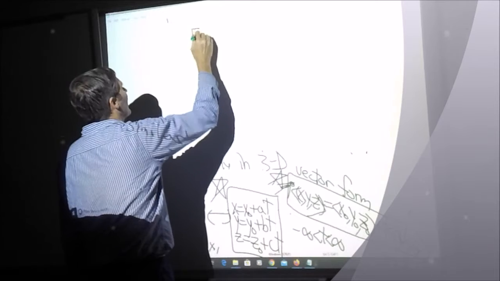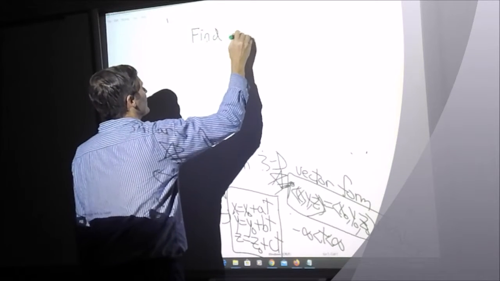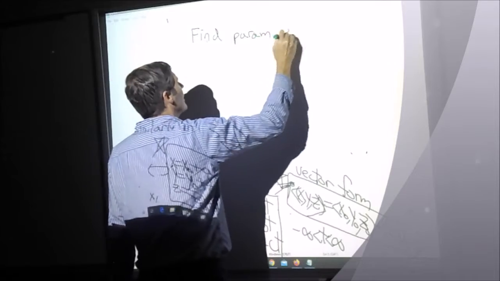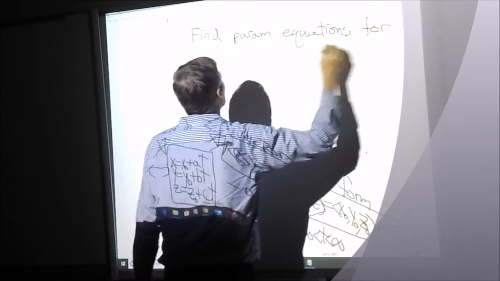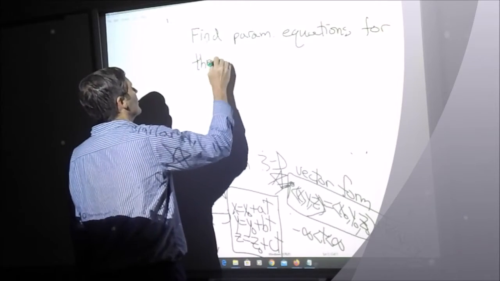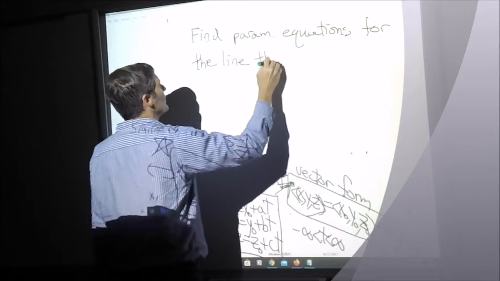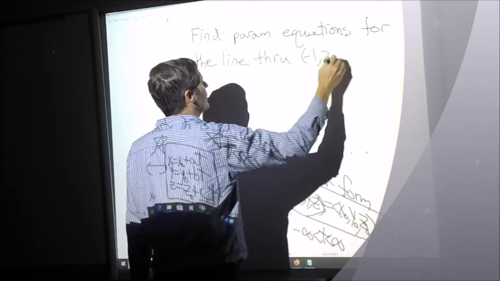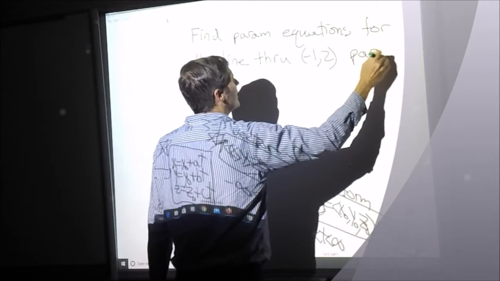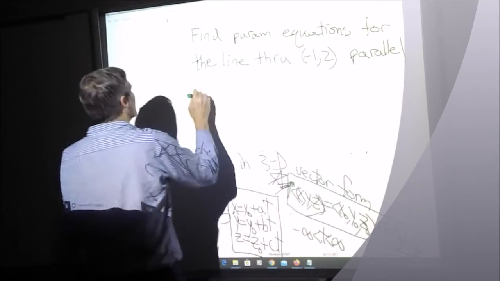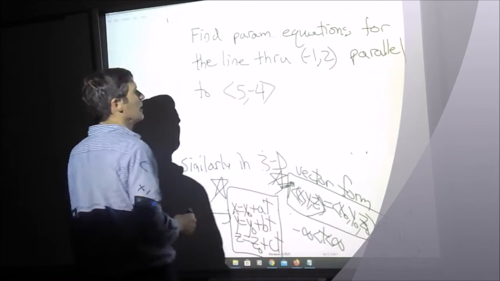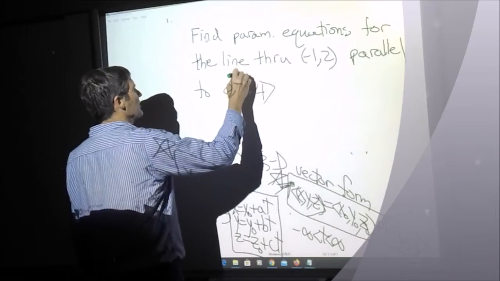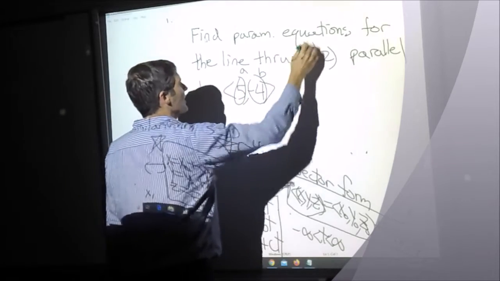Here's how easy the first problems are. Suppose I asked you to find parametric equations for the line going through the point -1, 2, parallel to the vector 5, -4. All you do is write this. You say this is A and this is B. This is x0 and y0.